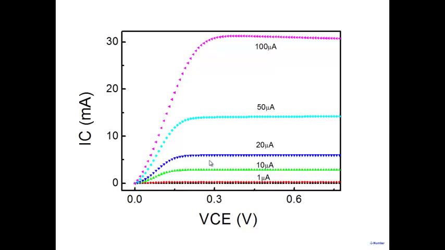We've all seen this plot, right? Collector current versus the collector emitter voltage. These are the output characteristics. And these characteristics are drawn at different values of the base current that you see here. So here I have a base current of 100 microamperes.